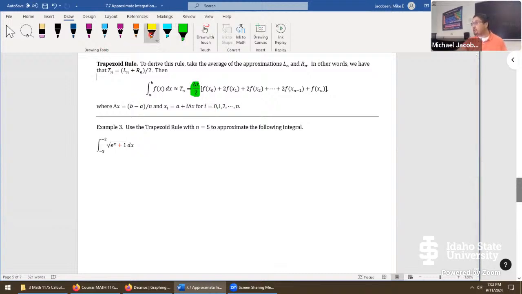Also, there's a number pattern in here. You always start with f of x naught. After that, it goes 2 times f of x1, 2 times f of x2, all the way to 2 times the penultimate term, f of xn minus 1. Then the pattern stops. We just have ordinary f of xn at the far right.